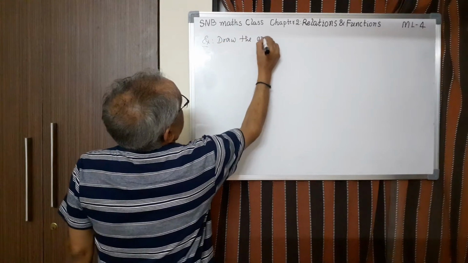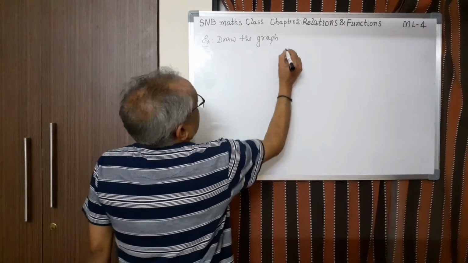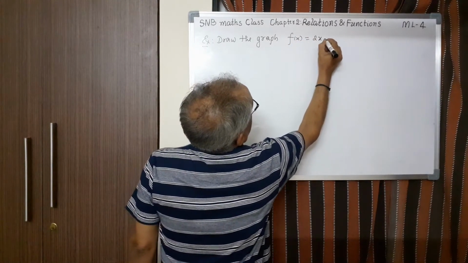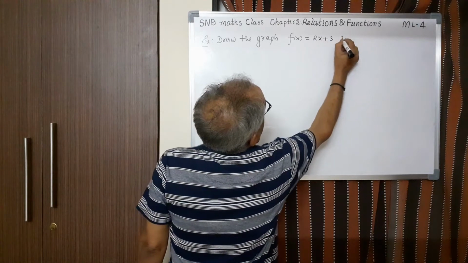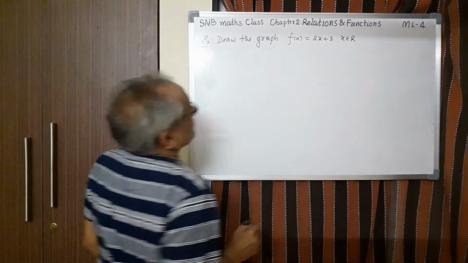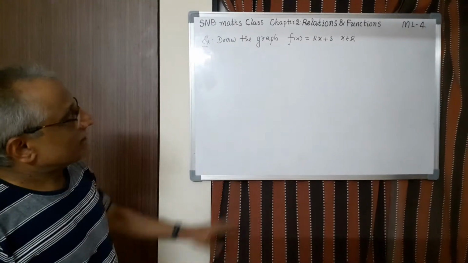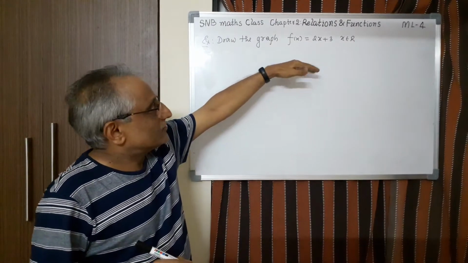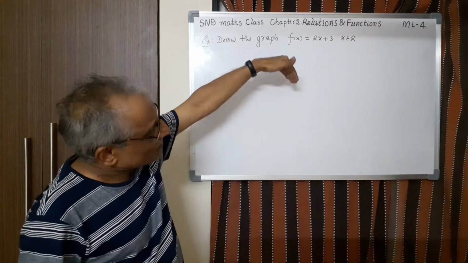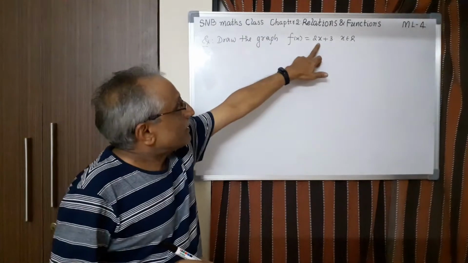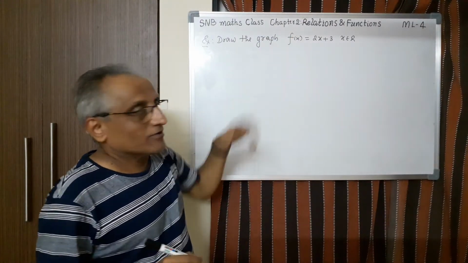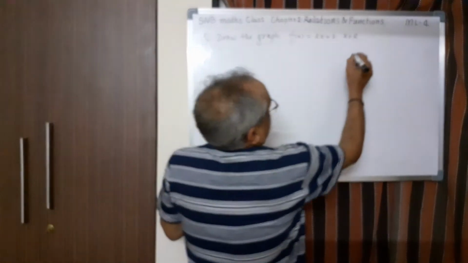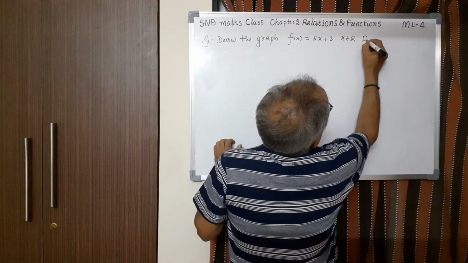So let us draw the graph of f of x equal to say 2x plus 3, x belonging to R. Of course, this is clearly a polynomial function. Degree is 1 actually. Those things I did not tell you because you have studied this already. The power of x is called the degree of the polynomial.